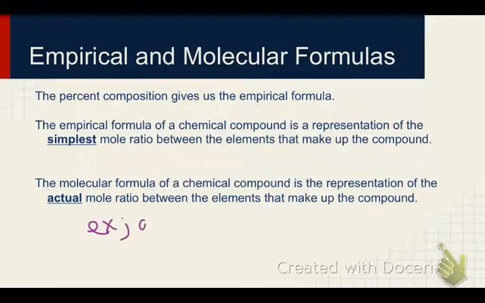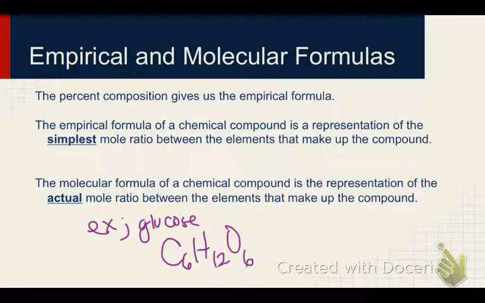So glucose is actually C6H12O6. And that is because there are actually 6 atoms of carbon in the compound, 12 atoms of hydrogen, and 6 of oxygen. But that can be simplified. That is not the simplest whole number ratio. So we would call this the molecular formula because that's what's actually there. If I were to make this out of Tinker Toys, I would count 6 black carbons, 12 yellow hydrogens, and 6 red oxygens. But you can simplify this.